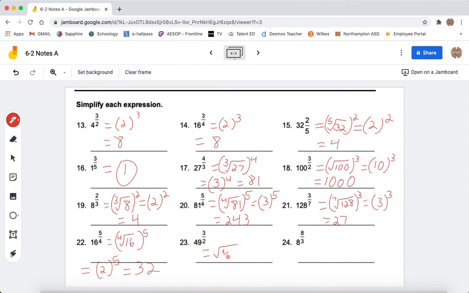So this is going to be a square root of 49 to the 3rd power. Square root of 49 is 7, so then that means I have 7 to the third. 7 to the third is 343. And last up here, we have the cube root of 8 to the 8th power then. So this is going to end up being cube root of 8 is 2, so then I have 2 to the 8th is 256.